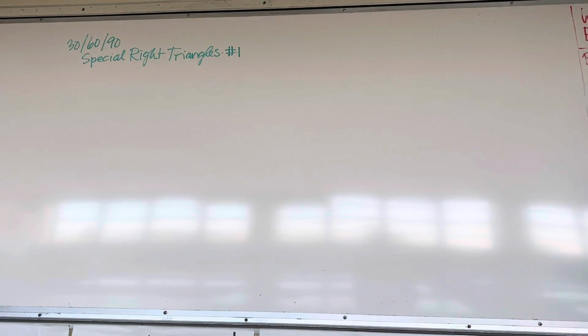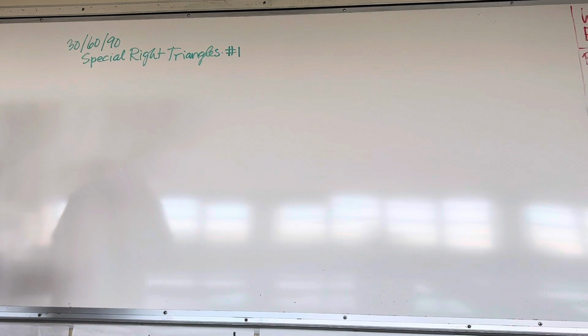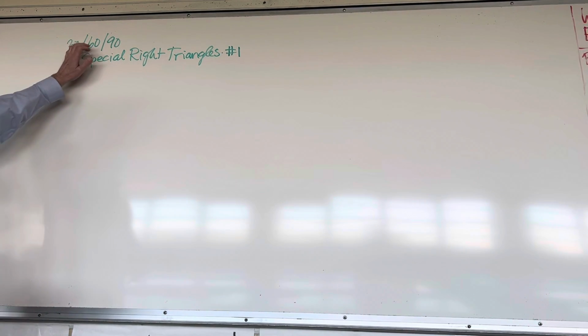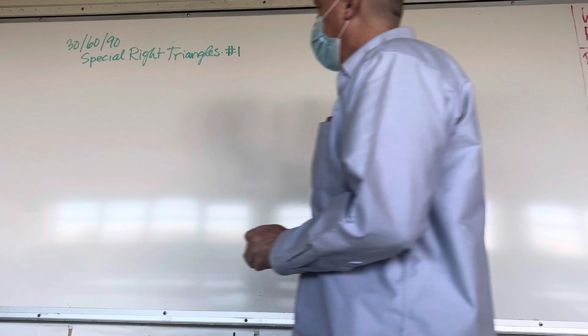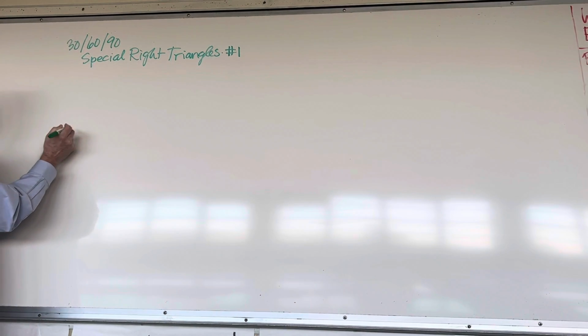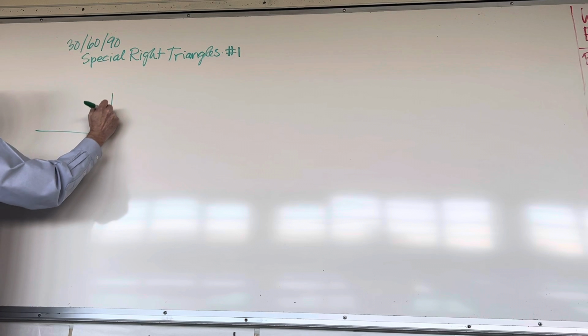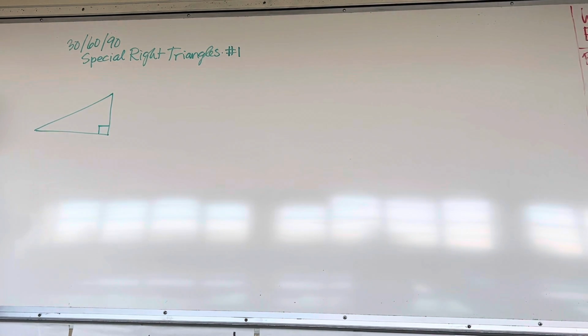So this is, I think, the first of 6 lessons in the unit on special rights. This one's called 30, 60, 90, and I believe it's called maybe adjacent leg. And here's what we start with. What type of triangle is this? Good, right triangle. Okay, now let's add something to it.